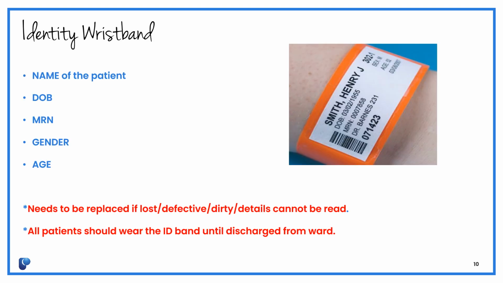This is an example of an identity wristband. An identity wristband is a standardized identifier throughout the world. There needs to be the name of the patient, date of birth, the MRN registered to the hospital, patient's gender, and patient's age. If the wristband is lost, defective, dirty, or the details have faded away, it must be replaced immediately. And all patients in our ward should wear the band until discharge.